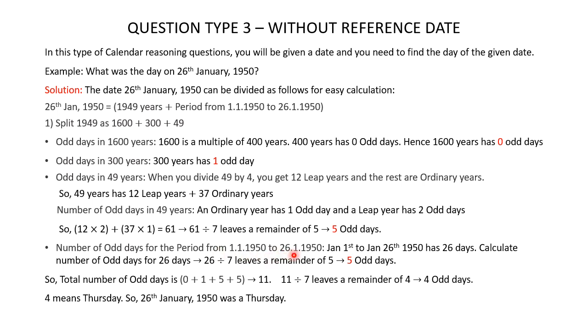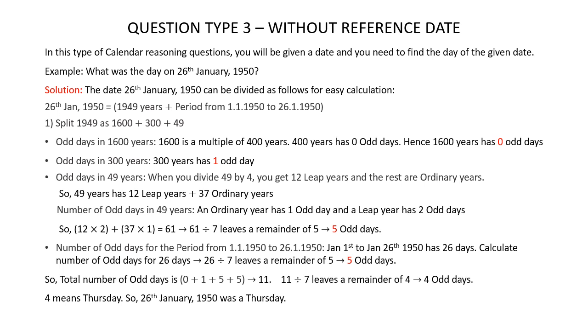So the total number of odd days is 0 plus 1, which is 1, plus 5, which is 6, plus 5 is 11. So the total number of odd days is 11. 11 divided by 7 leaves a remainder of 4, which means there are 4 odd days. Now 4 means Thursday. So 26th January 1950 was a Thursday. Hope you have understood how to find the day of the given date when no reference date is given.